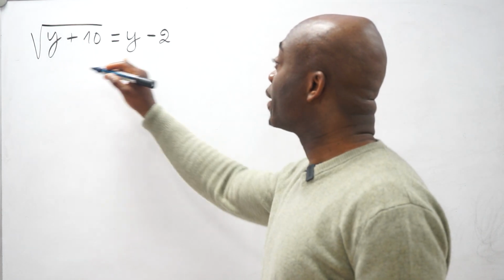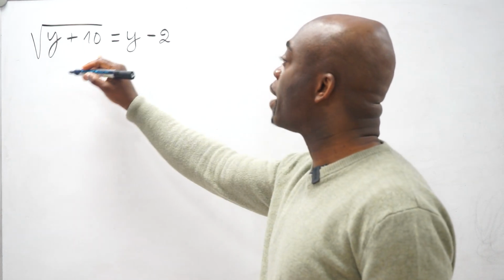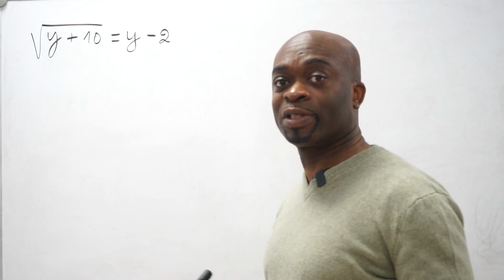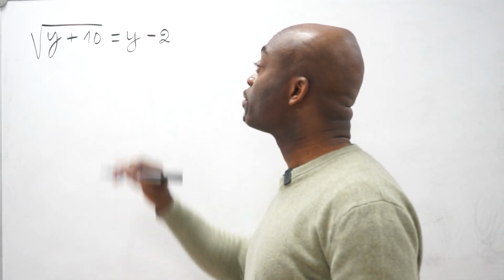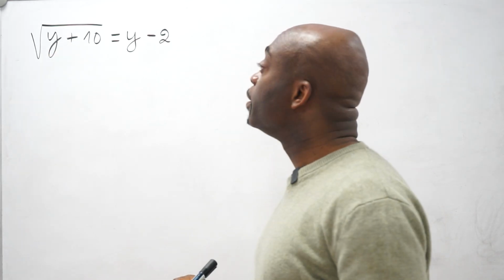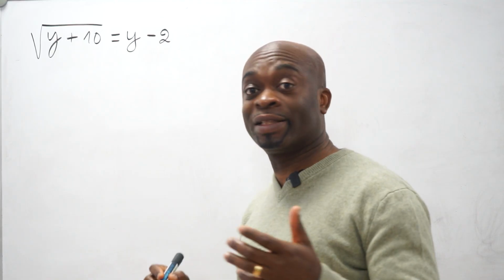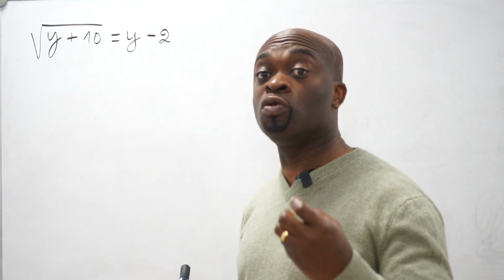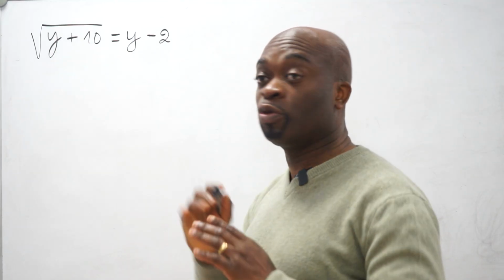Solving for this radical equation here, we have square root of y plus 10 equals y minus 2. That's what's happening here. So we have a square root here. We're solving for y, correct? So the first thing we have to do all the time with these kinds of problems is to be able to remove the radical. So we want to take it off.